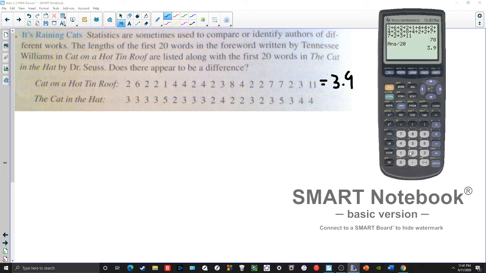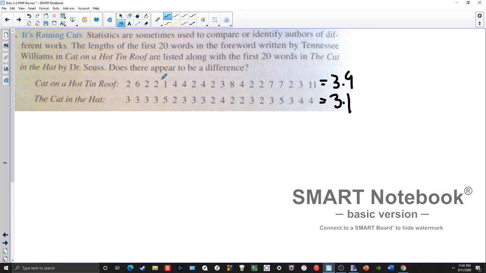For Cat in the Hat, 3 plus 3 plus 3 plus 3 plus 5 plus 2 plus 3 more 3's plus a 2 plus a 4 plus 2 2's plus a 3 plus a 2 plus a 3 plus a 5 plus another 3 plus a 4 plus a 4. Alright, so that divided by 20 gives us 3.1.